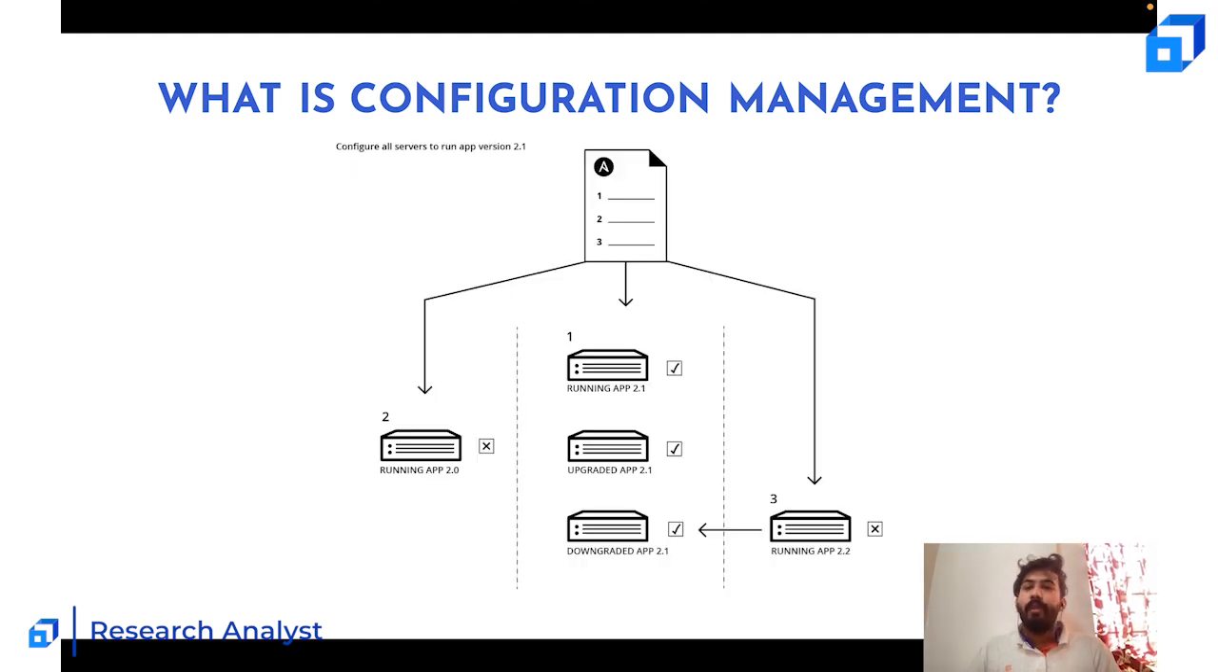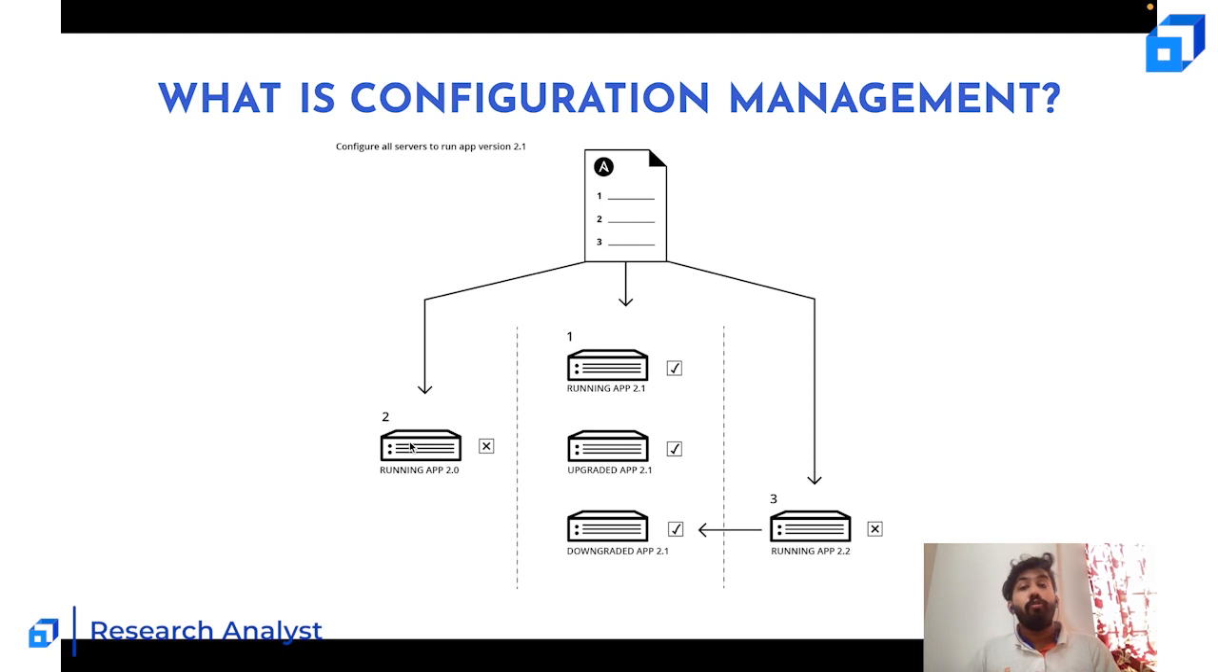Okay, so now let's understand how exactly it works in place. There is an Ansible file which you are using, right? This particular file, they want to configure in all of the servers. This is the version 2.1 file, and they want to configure all the servers by running this. Here there is running app version 2.0, and there is 2.1 to upgraded app 2.1, downgraded app 2.1, running app 2.2.